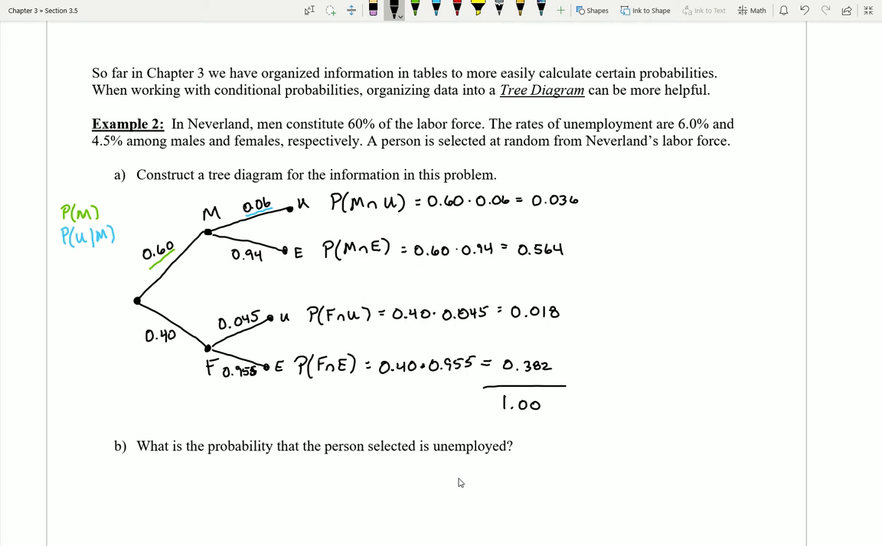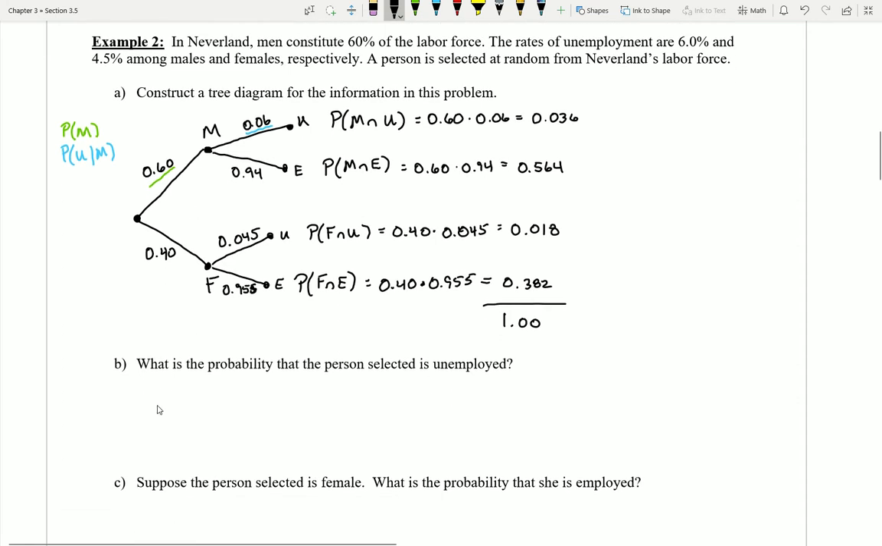Okay, in the last video we took a look at how to construct this tree diagram, but now we want to see how we use this to go ahead and actually answer probability questions. Let's see what we have here for part B. What is the probability that the person selected here is unemployed? Okay, so I know in probability notation I'm looking for probability of U.